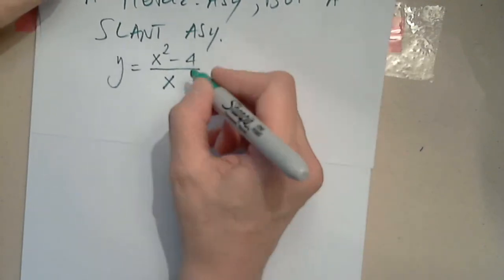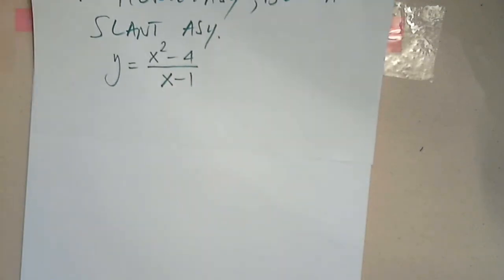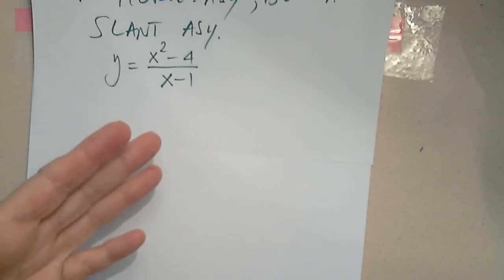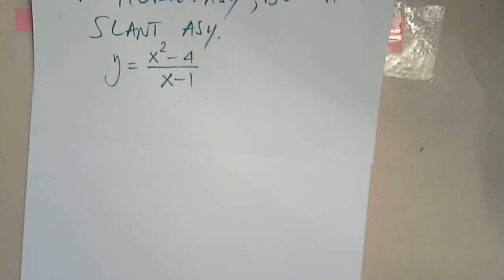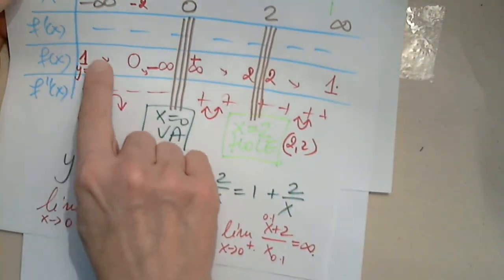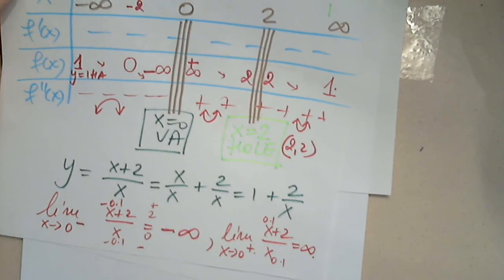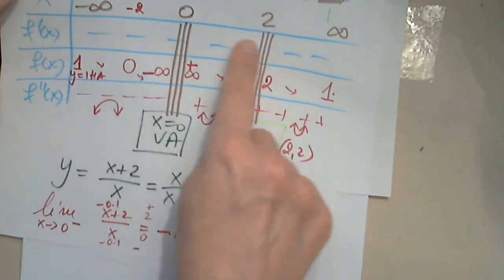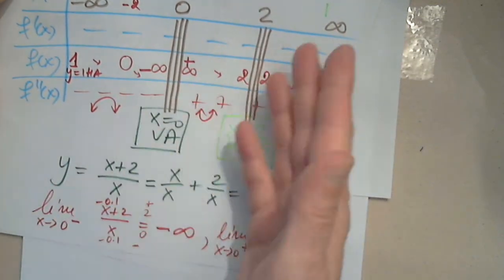Let me make it slightly more difficult. x minus 1. So I'm given this function, and again, the same procedure, everything is the same. I'm asked to graph it. I'm going to fill up the chart. I'm going to study the function to the fullest, everything possible. I'm going to find the derivative, the first derivative, and so on and so forth.